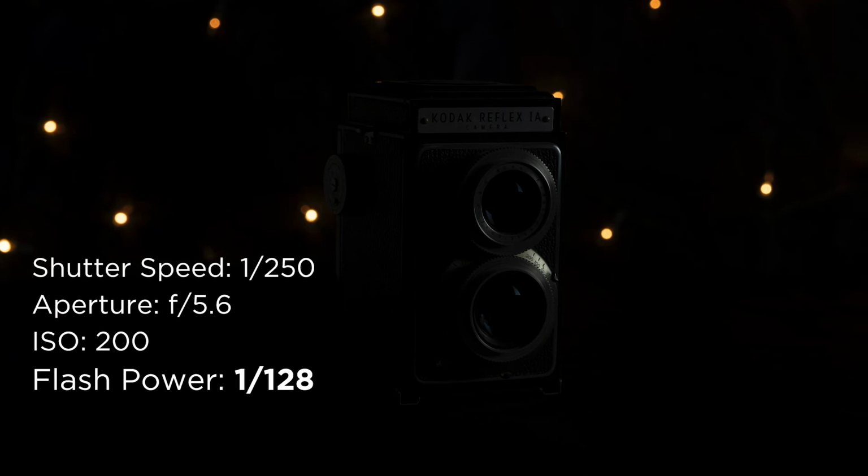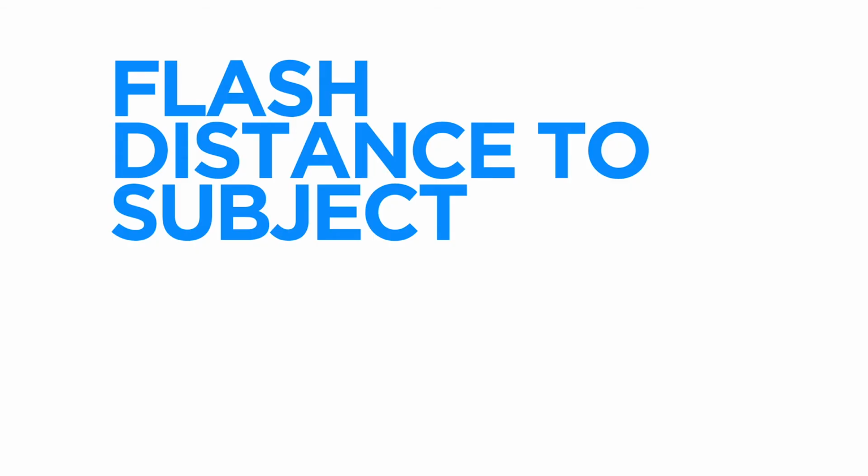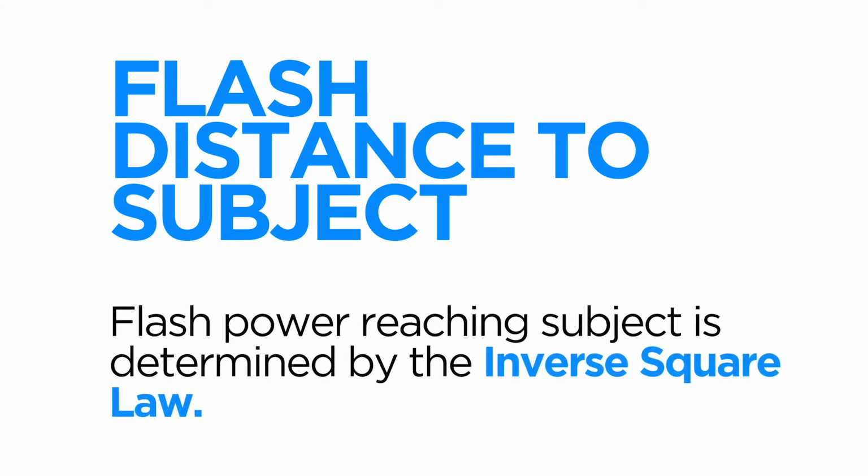So now we're going to see a sequence of photos for the next variable, which is flash distance to subject. This is governed by the inverse square law, which is an equation that will let you know how your flash power changes as you change the distance of the flash to your subject. So if you move it closer or farther, you'll know approximately how much brighter or darker that should be. Then you can adjust the rest of the exposure to compensate.